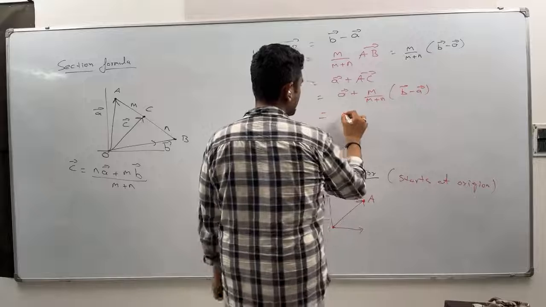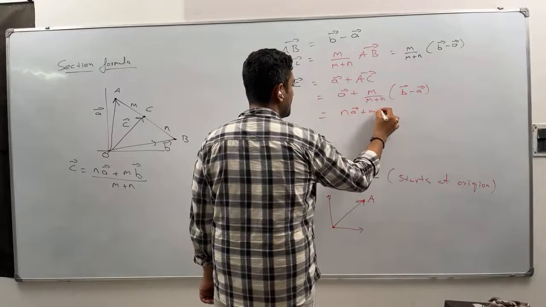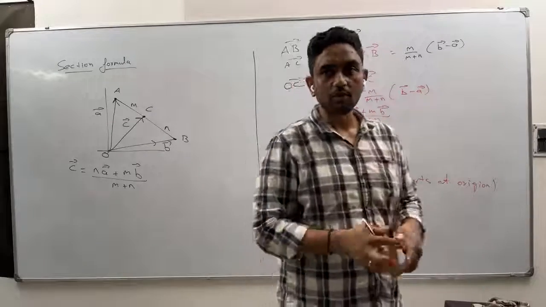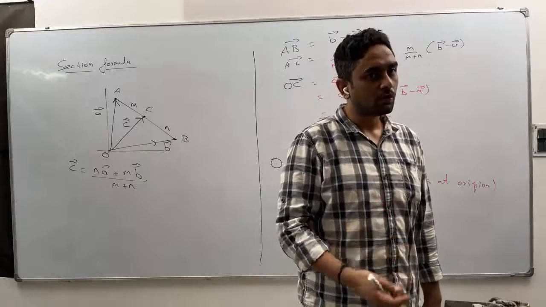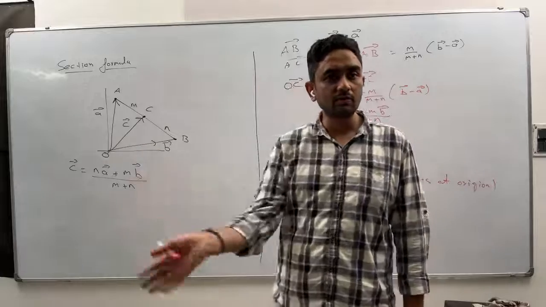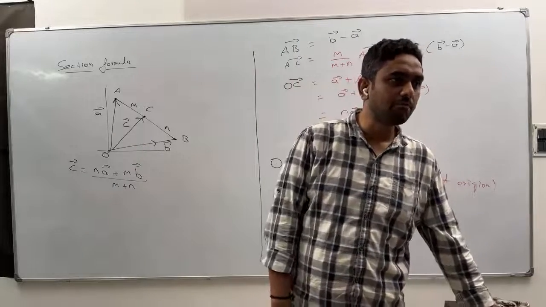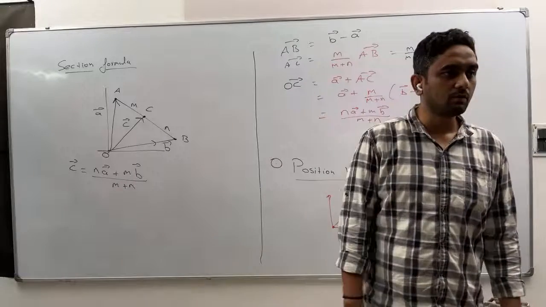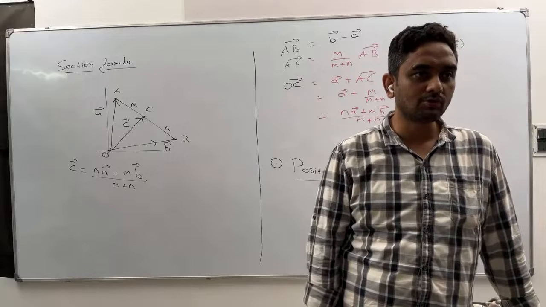So when you simplify this, you'll get it as nA plus mB upon m plus n. So basically this section formula is nothing but the triangle law of vector addition. Simple. And because the section formula is applicable in position vectors, everything is a position vector. All the equations you derive, all the equations you write for line, plane, so on, it's not a free vector. Everything is a position vector.